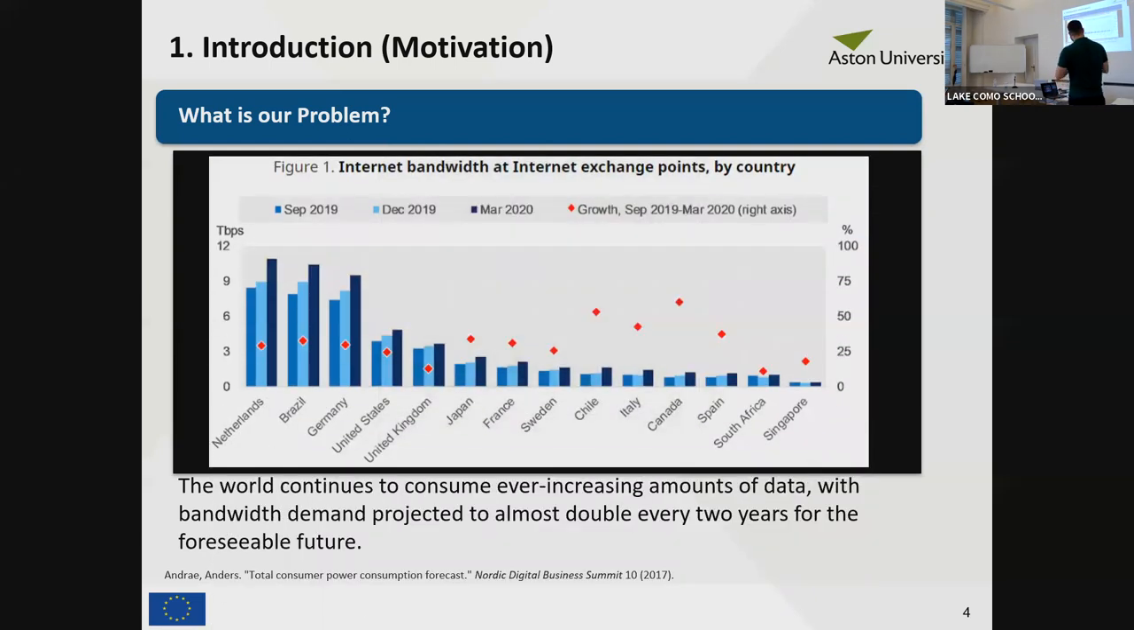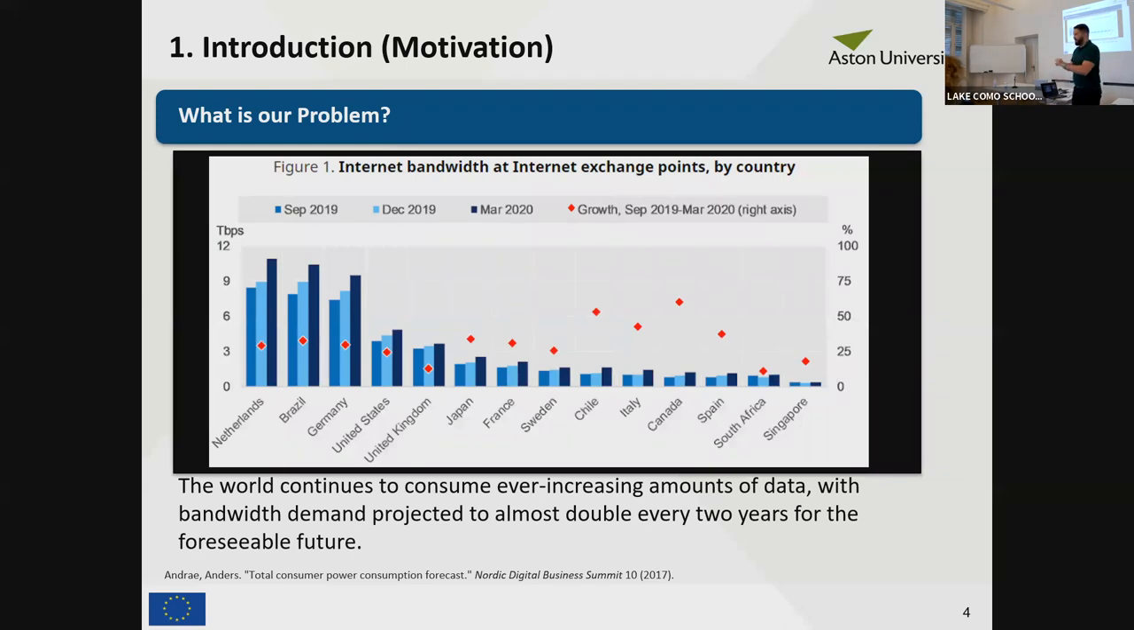So this graph shows only between September 2019 and March 2020, the beginning of COVID, how the traffic grew around the world, Brazil, Italy, Canada, and so on, how this traffic grew so drastically. So it was really an outlier. For example, Italy, we had an increase of almost 50% of the data requests.